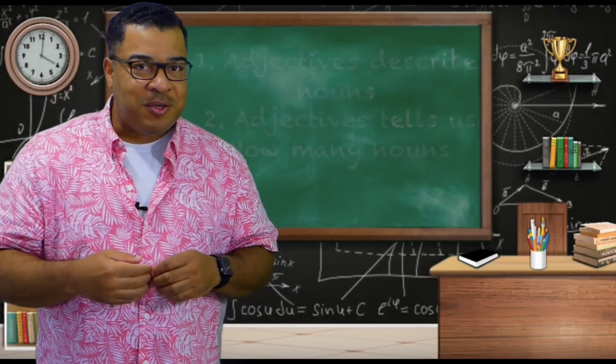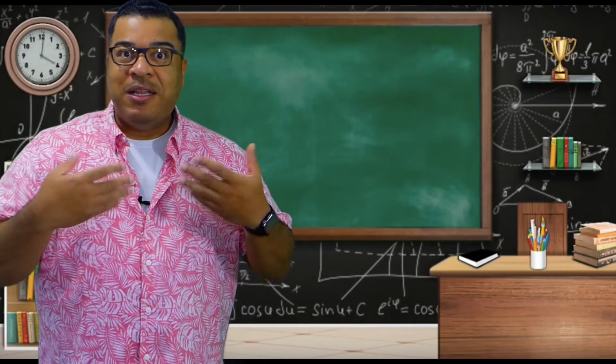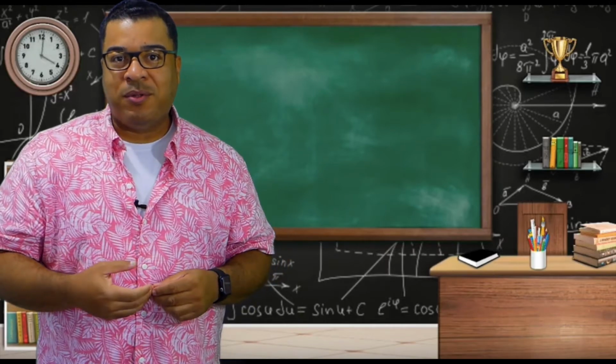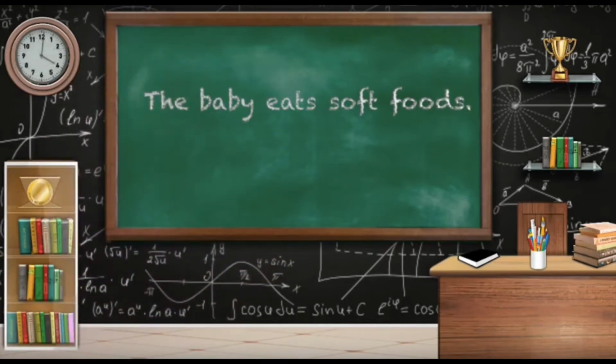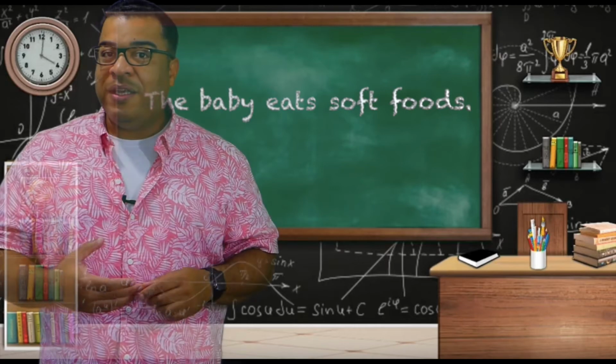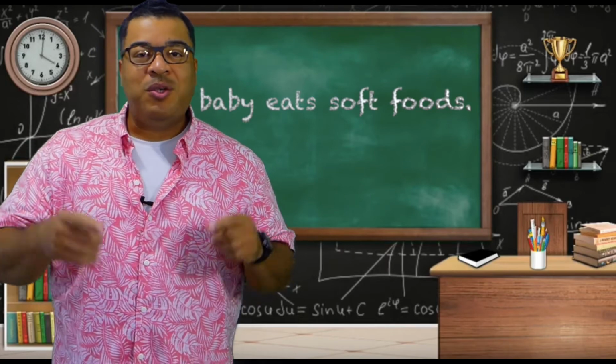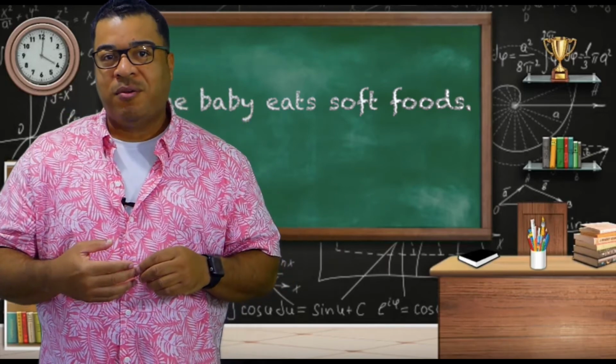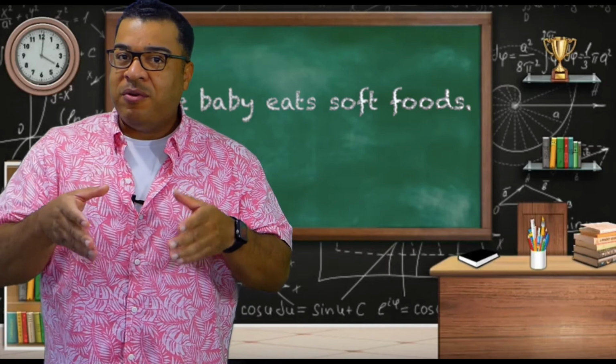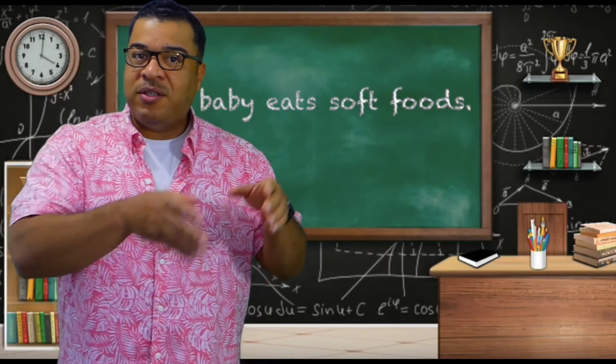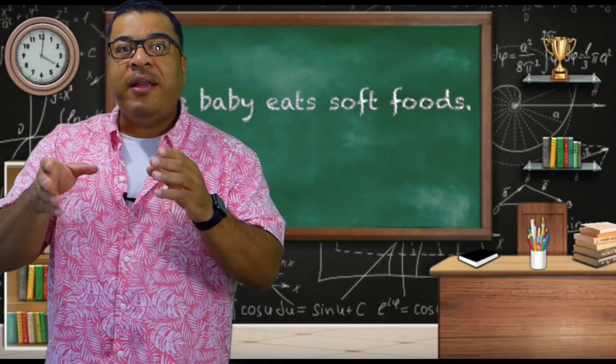Now that I think you understand what adjectives are, let's look at some more examples of adjectives. Okay, look at this sentence here and tell me if you can find the adjective. The baby eats soft food. If you said soft, you are 100% right. So the noun food, the adjective is telling us what kind of food.